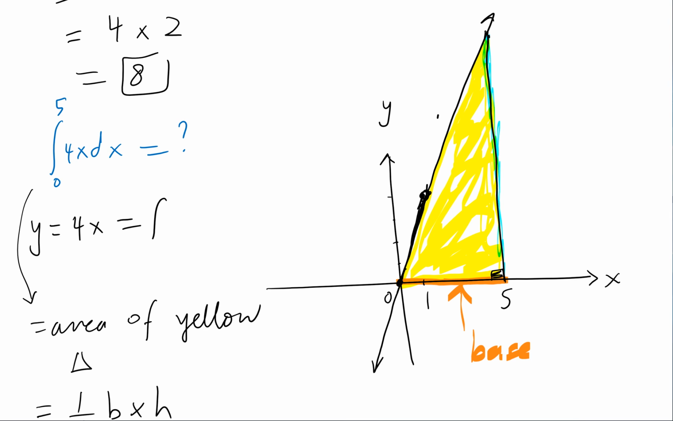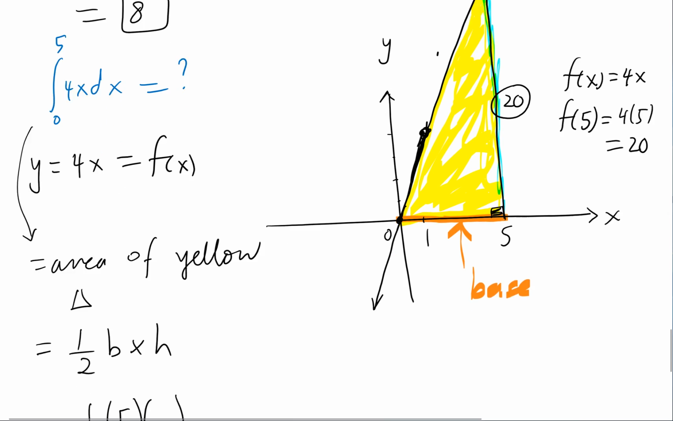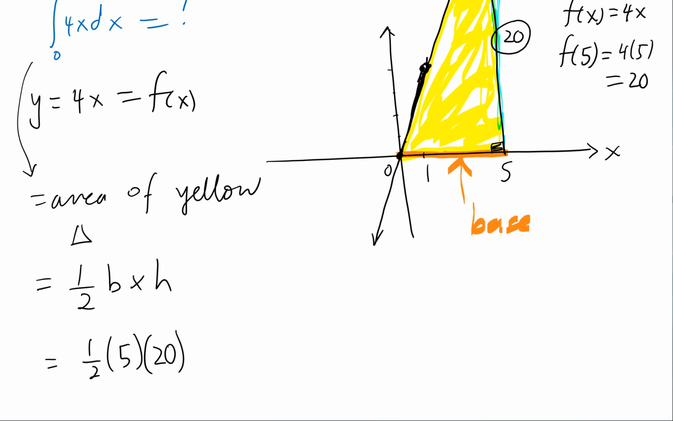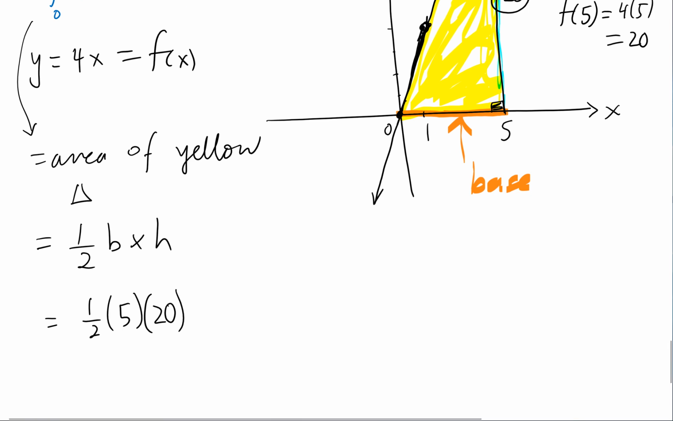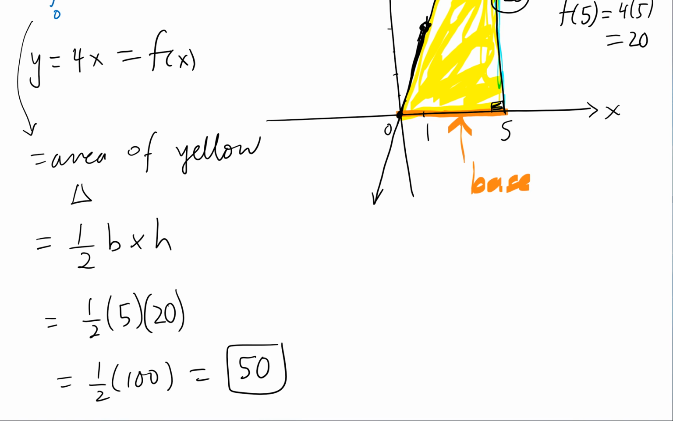So how do I find the height? Well, remember the function f of x that we have is 4x. To find the height, you simply find f of 5. What is f of 5? You replace x with 5, and that's 20. So the height is 20, so that's what goes in here. If you multiply this out, 1/2 of 100, the answer is 50. So that integral is exactly equal to 50. That's the exact area under the curve.